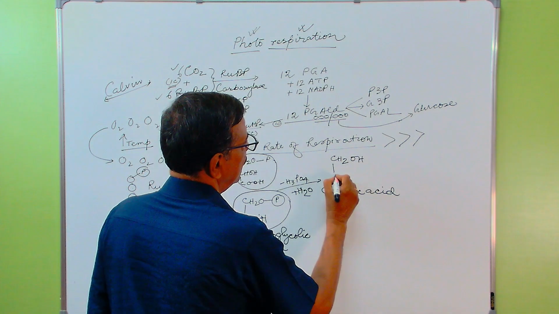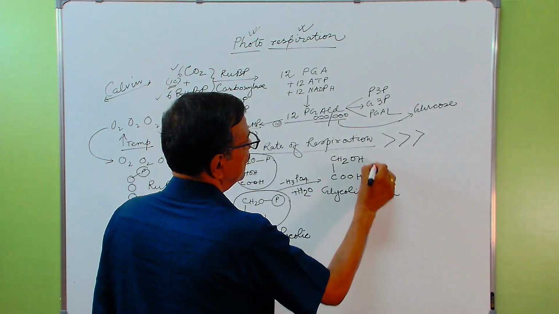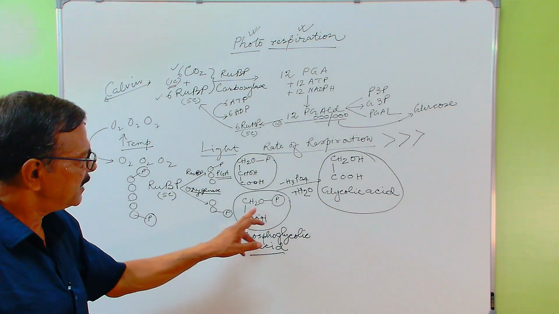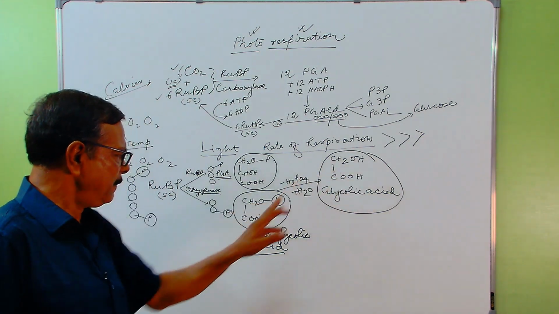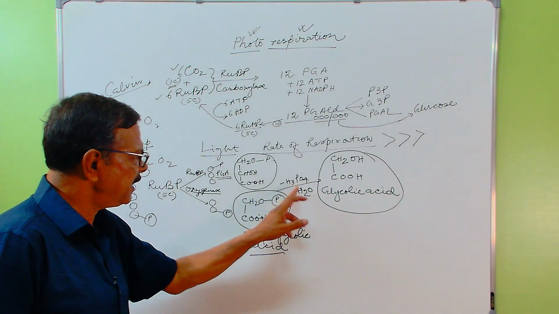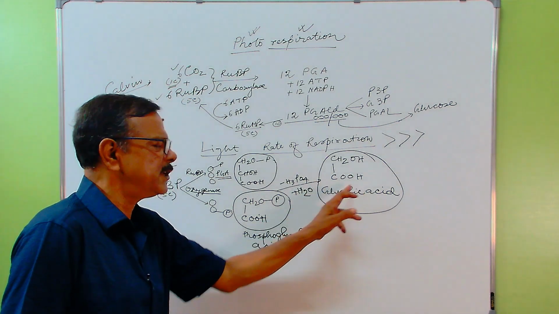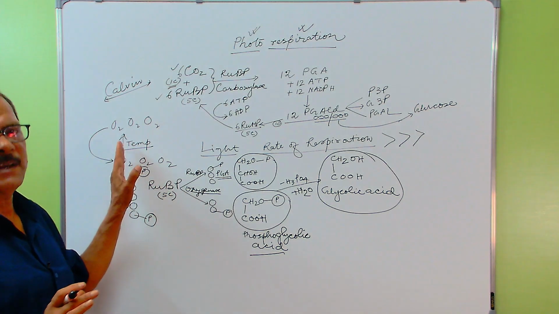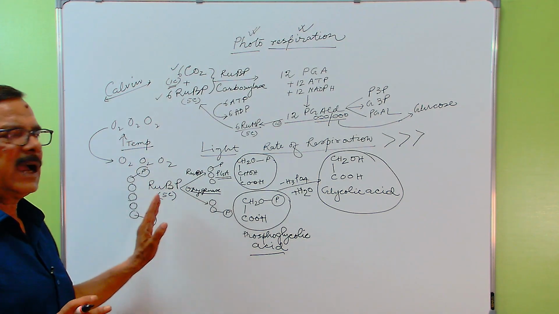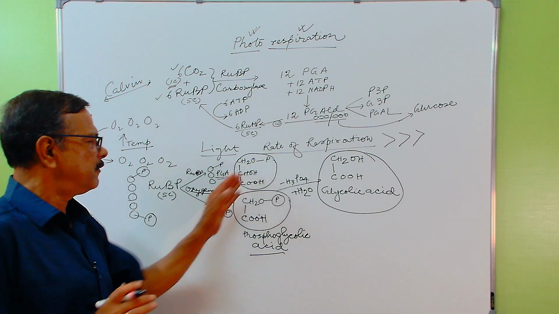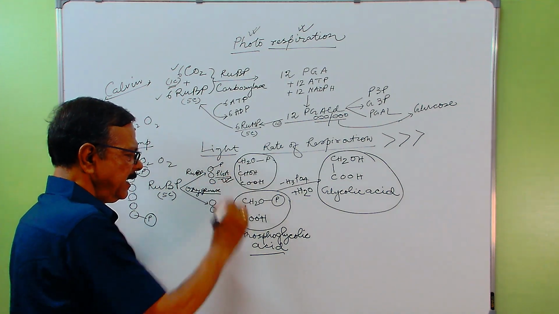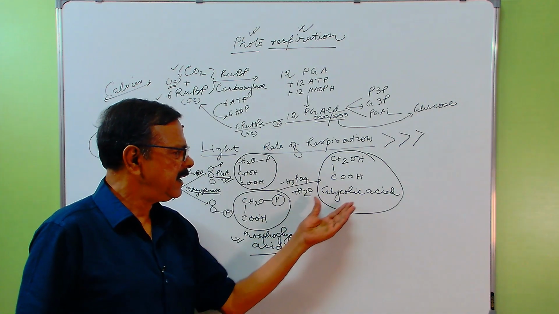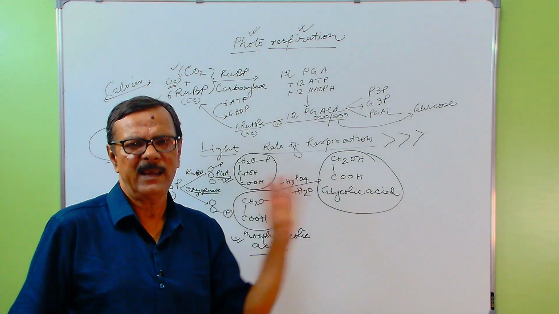CH2OH COOH. This is the formula of glycolic acid. So hydrogen has come and phosphate has been removed. This is the acid, the COOH carboxyl group. What we say is that with the increase in temperature and oxygen concentration, RuBP splits into phosphoglyceric acid (PGA) and phosphoglycolic acid. Phosphoglycolic acid is then immediately converted to glycolic acid.